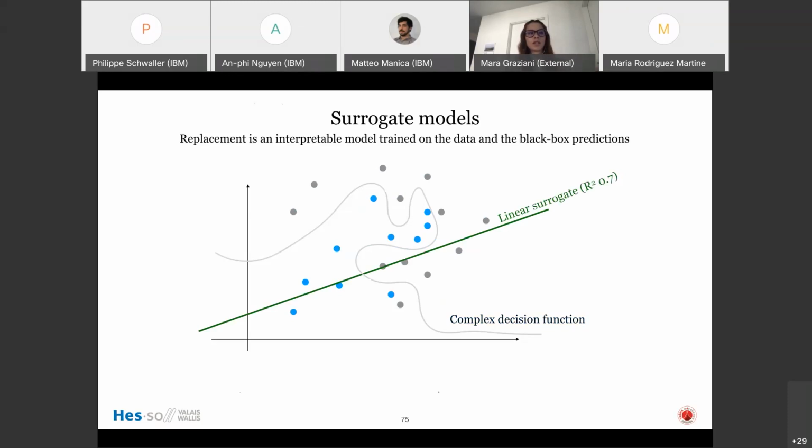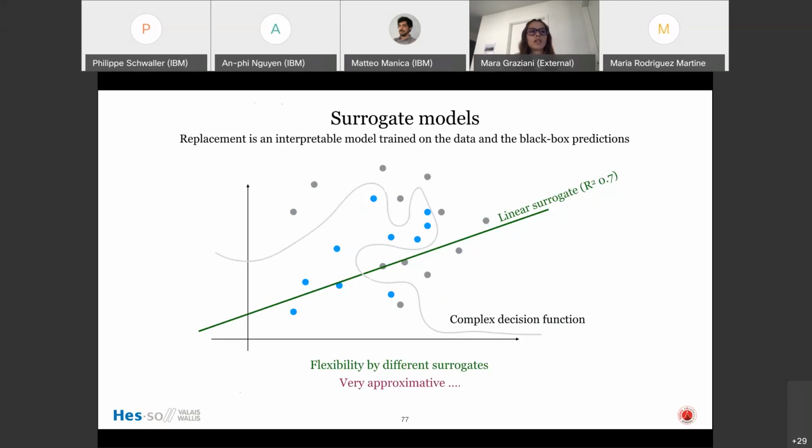For example, here, this linear surrogate is trying to approximate the complex decision function of a neural network. Now, the good point of this approach is that it's very flexible. So we could have different interpretable models being used. In some cases, for example, a decision tree might be more convenient, and it could be used rather than a linear regression, or maybe a set of decision rules could be used too. So they could be switched, and they could give different interpretations.